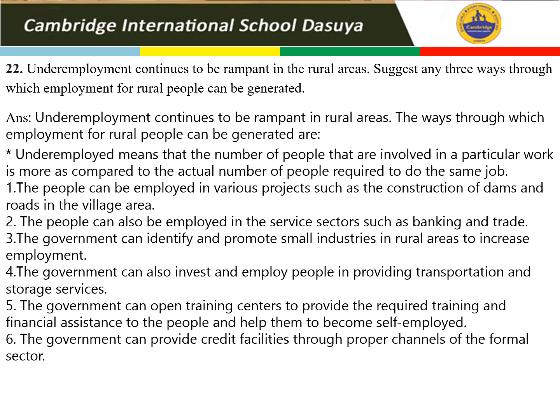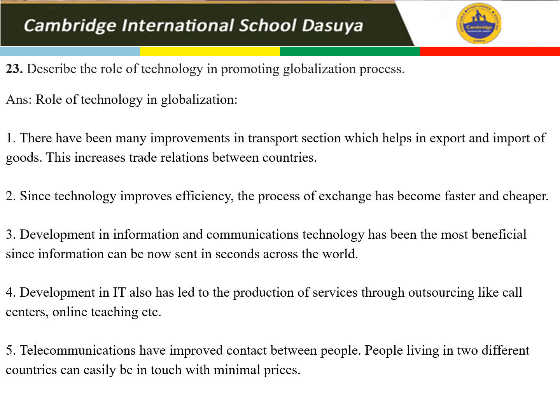Fine. So next thing is, the government can provide credit facilities to the people through proper channels of the formal sector. So all these points will provide you ways through which we can create employment in the rural areas. So let's now move to the last question. Now describe the role of technology in promoting the globalization process.